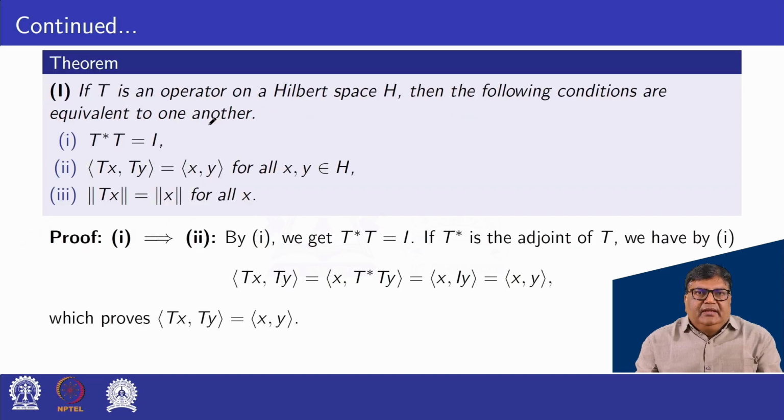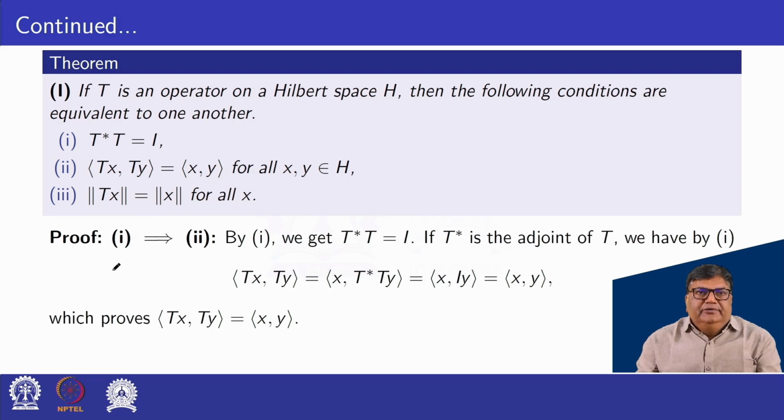unitary. Theorem: if T is an operator on a Hilbert space H, then the following conditions are equivalent to one another. First, T star T equals identity. Second, the inner product of Tx and Ty equals the inner product of x and y for all x, y belonging to H. And third, norm of Tx is equal to norm of x for all x belonging to H.